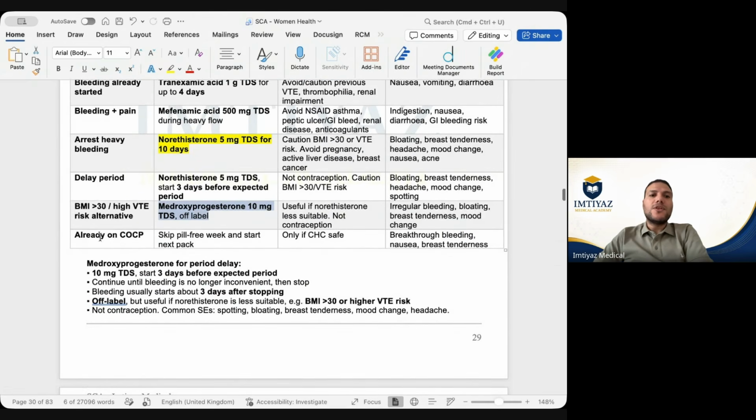Right. And if she is already on the combined oral contraceptive pill and she doesn't want a bleed, don't take the 1 week off. Take it back to back. Okay.